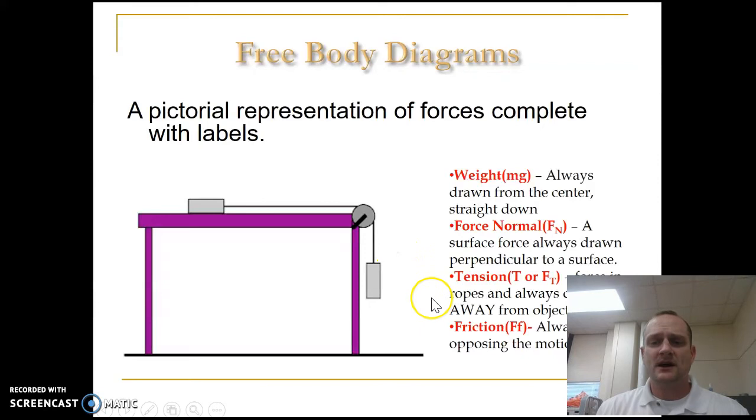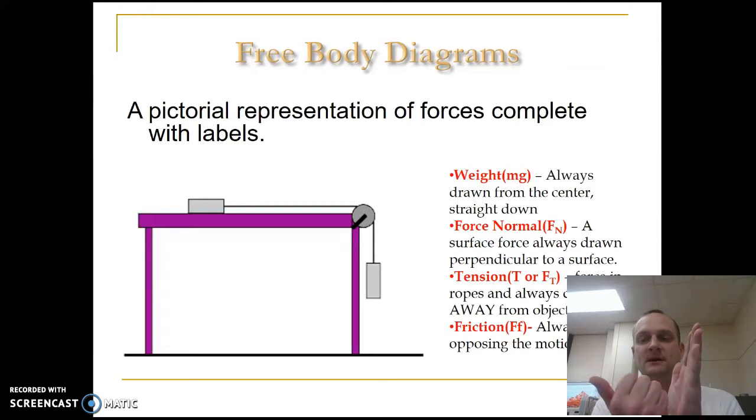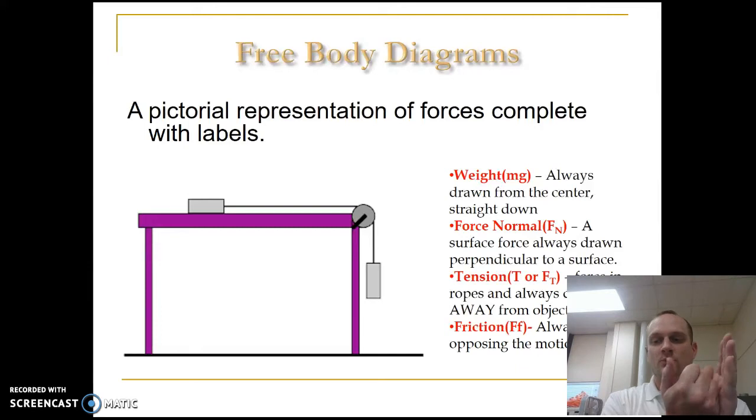A tensional force exists in a rope or a wire or a string, and it's always drawn away from the object. If you think about it, I can pull something with a rope, but I can't push it with a rope. I can't push inward to the object with a rope. I can only pull it away. And then frictional force is whenever something is moving or trying to move along a surface, so it's rubbing against something, and frictional forces are always going to oppose the direction of motion.